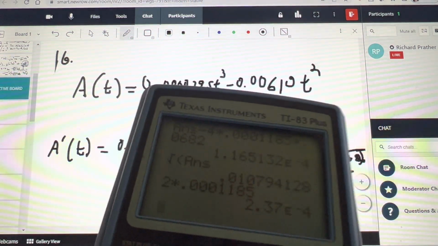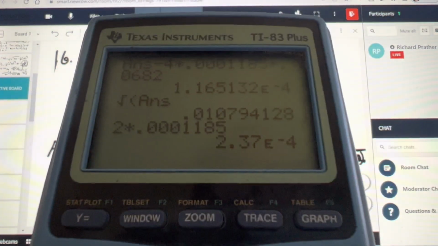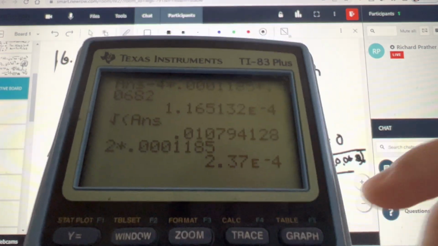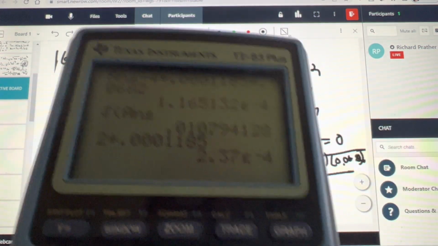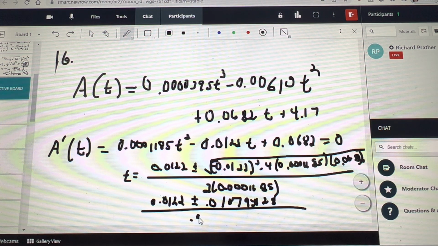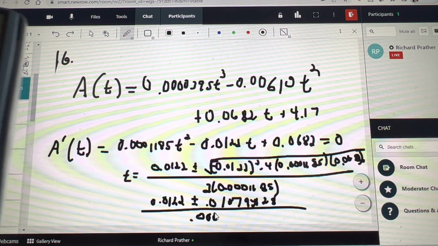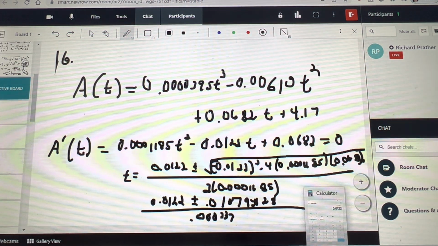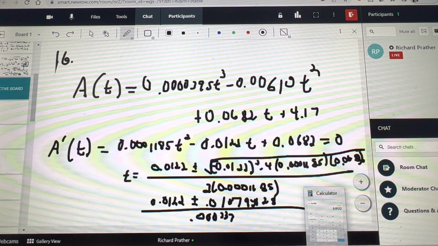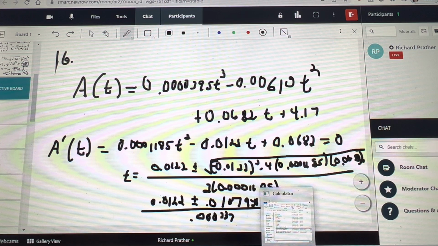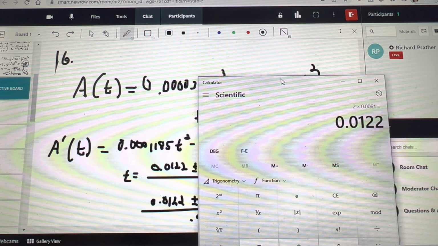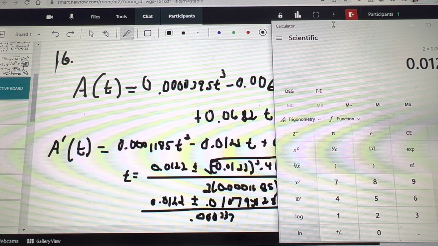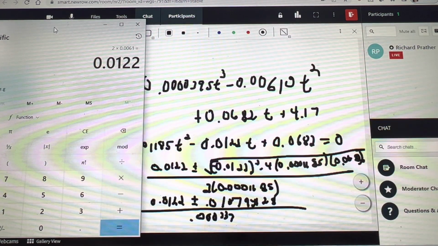So let me show you this in case this happens to you. 2.37e negative 4, that means you move the decimal over 4 times. So it takes one spot to move past that 2, and then you'd have 3 zeros. So 0.00237. So I just need to do one of these as a plus and the other one as a minus. I can do it here where you'll see this better. Oh, I can't see that. Okay, how about over here?